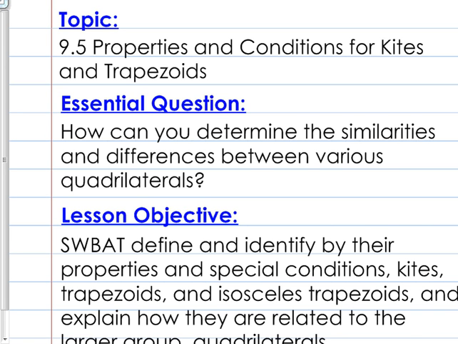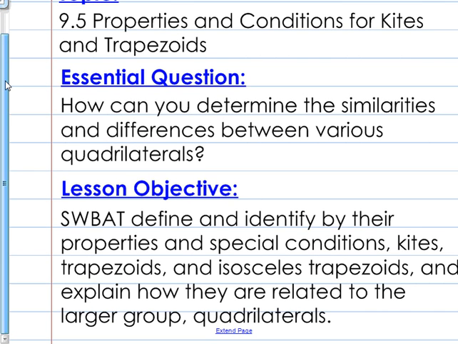Welcome back, Geometry Scholars. Today is lesson 9.5 on properties and conditions for kites and trapezoids. Our essential question continues to be, how can you determine the similarities and differences between various quadrilaterals? And the objective is that you will be able to define and identify by their properties and special conditions kites, trapezoids, and isosceles trapezoids, and then explain how they are related to the larger group, quadrilaterals.